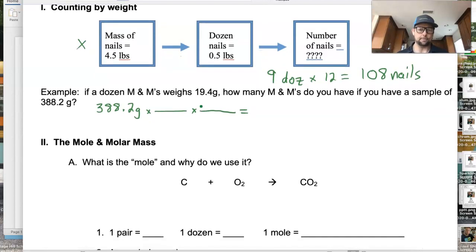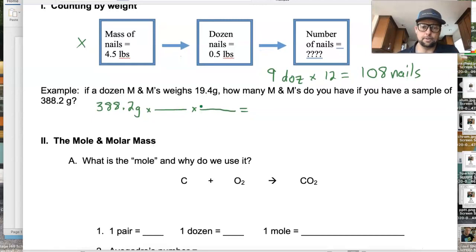So in this next example, maybe a little tougher to do with mental math, but if we have a dozen M&Ms and we weigh them and they're 19.4 grams, we can figure out, well, what if we have a bigger sample? Can we figure out how many M&Ms without actually counting them? So if we had 388.2 grams of similar M&Ms and started there, and then using our dimensional analysis, let's scrape the cobwebs off of that skill.